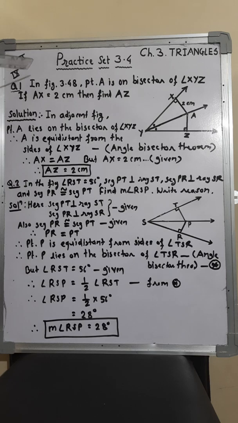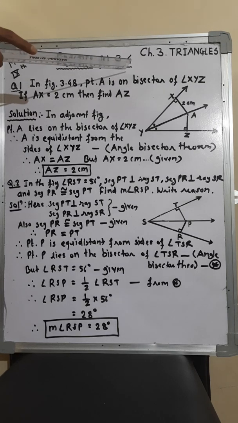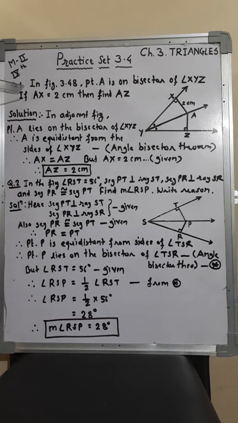In the last period we studied the perpendicular bisector theorem and the angle bisector theorem. Now we have to solve practice set 3.4 on these theorems. So we are starting practice set 3.4. Open your textbook and see it. There is question number 1 and the diagram is given for you.